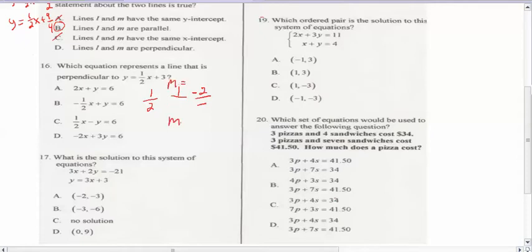that is -2. That's what I'm looking for, because I flipped it over and used the opposite sign. So I'm looking for a slope that is -2. I'm going to put that note up here so I don't forget.